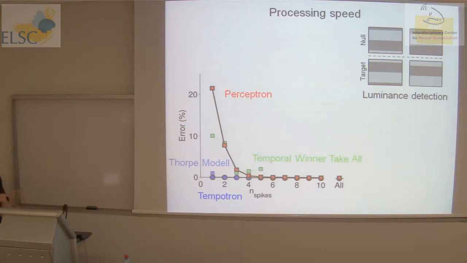Another model that was proposed by Simon Thorpe, the guy that brought this argument about the temporal constraints on visual processing, also brought a solution, which in this task is doing reasonably well. This is his model. If you want details, I can explain to you later. It's fairly complicated. Both the temporal winner-take-all and the Thorpe model are not really biologically plausible, I would say. I mean, you can come up with a story, but I think the perceptron and the temperaton are much more elegant.